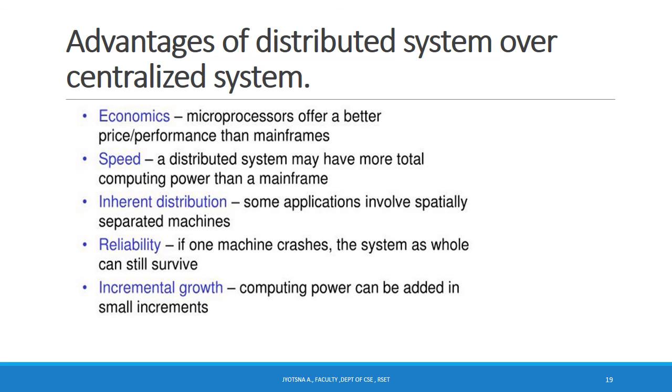Let's have a look at the advantages of distributed systems over centralized systems. Economics wise, microprocessors offer a better price and performance than mainframes. In distributed systems, many components that are spatially separated are involved. Speed: a distributed system may have more total computing power than a mainframe. Inherent distribution: some applications involve spatially separated machines. Reliability: if one machine crashes, the system as a whole can still survive. Incremental growth: computing power can be added in small increments in the case of a distributed system.